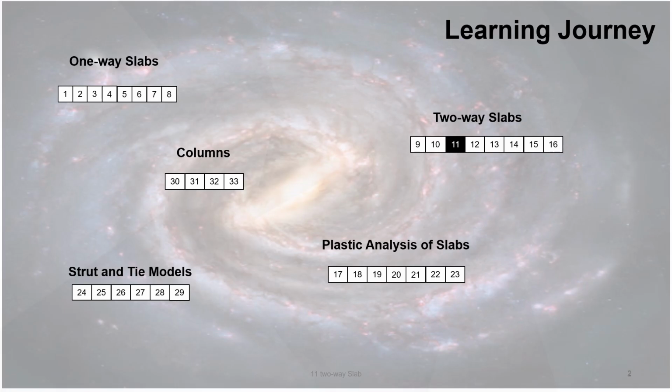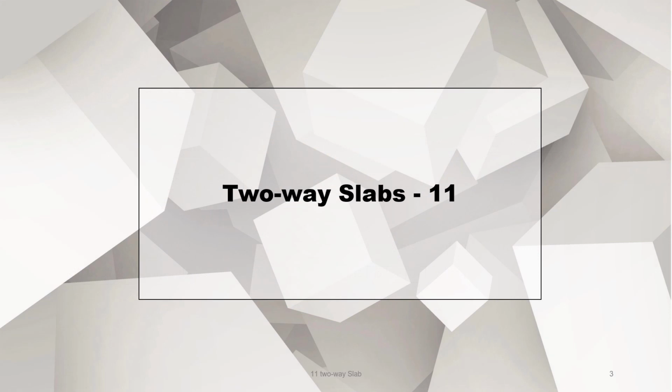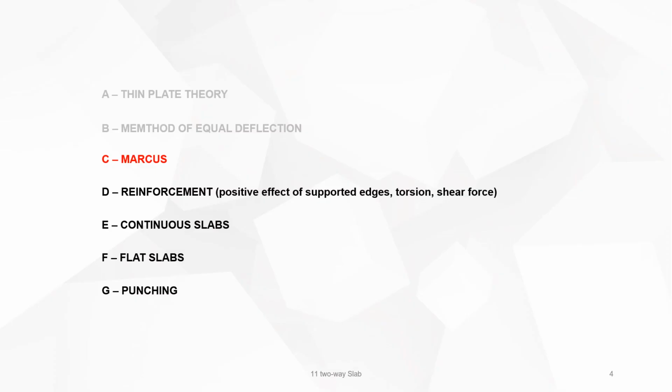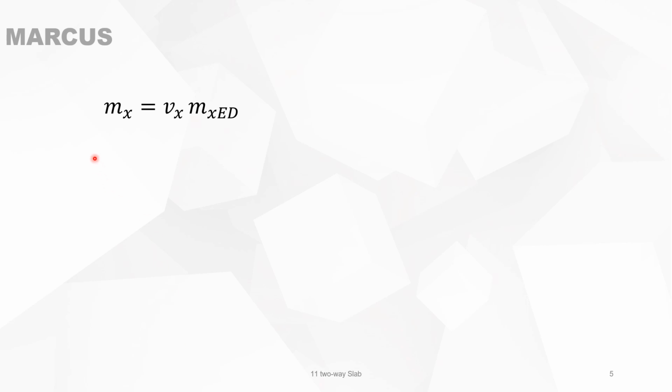This is video 11 in the series on concrete slabs. We will talk about two-way slabs, and a specific method of calculating bending moments, the method of Marcus. The bending moment in x direction is calculated with the bending moment according to the method of equal deflection, but with a correction factor nu x.